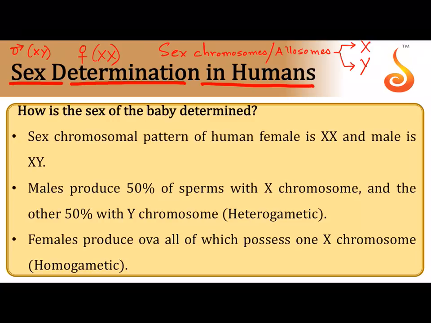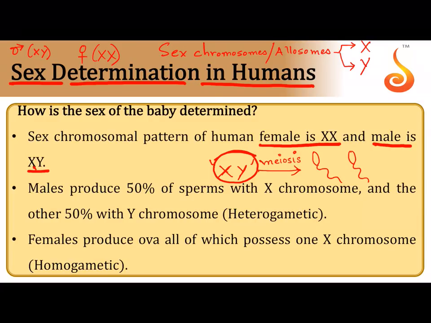So that's what is mentioned here. The sex chromosomal pattern of human female is XX and male is XY. Now, because males have two unlike sex chromosomes, XY, if a cell which has XY chromosomes were to undergo meiosis or spermatogenesis, then it produces two types of sperm: 50% of the sperm carrying X chromosome, 50% of the sperm carrying Y chromosome. So male is going to produce two types of sperm, and that's why the male is called heterogametic.